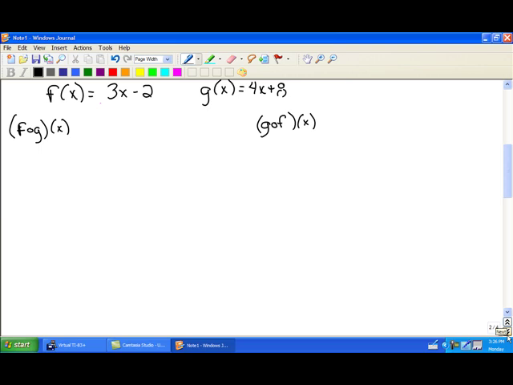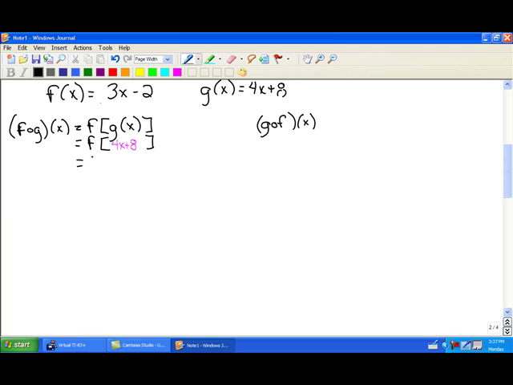Let's look at an example. If we have f of x equals 3x minus 2 and g of x equals 4x plus 8, f composed with g of x means f goes on the outside and g goes on the inside. We are going to use an x. After we write that definition, we're going to replace the inside function. The inside function is g of x, so instead of g of x, I'm going to rewrite that as just 4x plus 8. The 4x plus 8 becomes the x for the outside function of f.